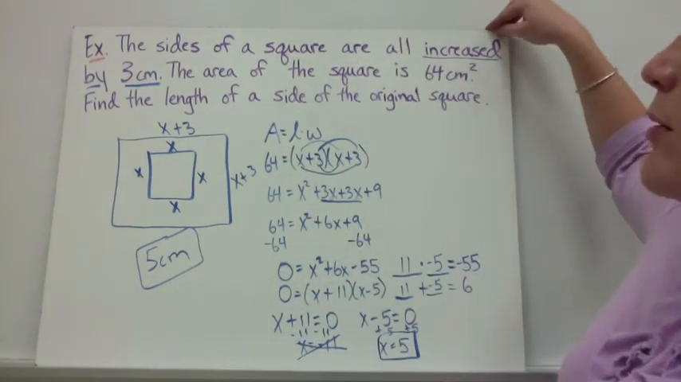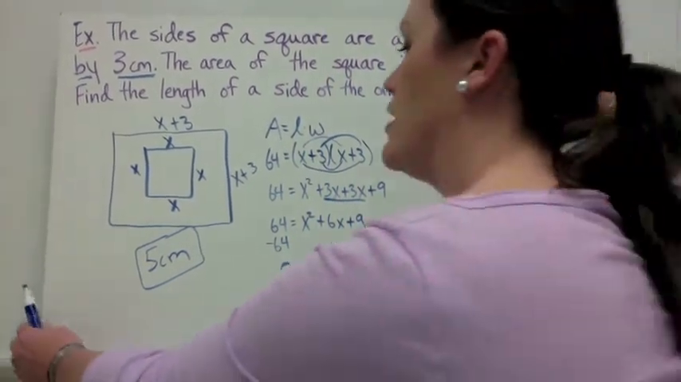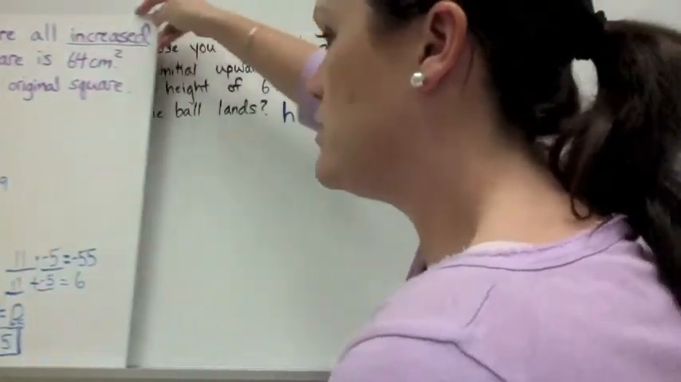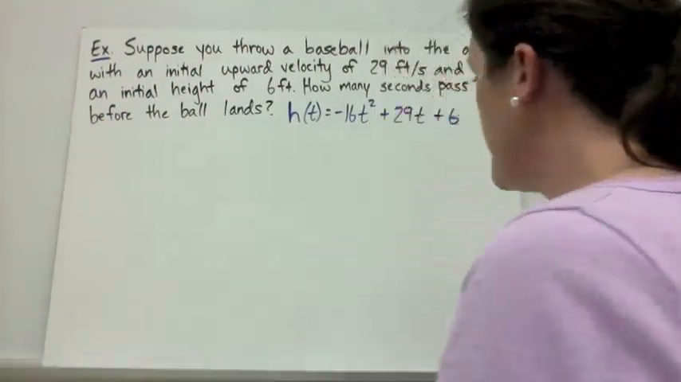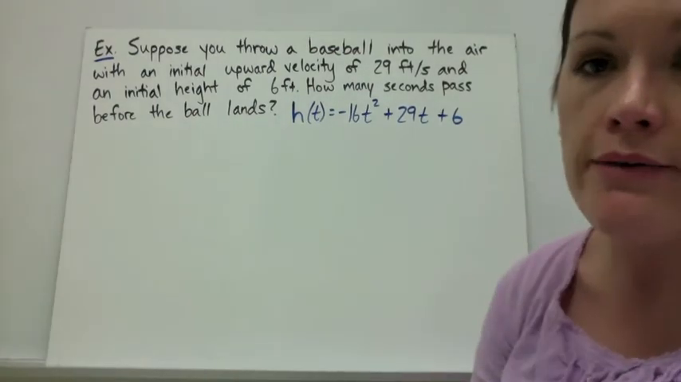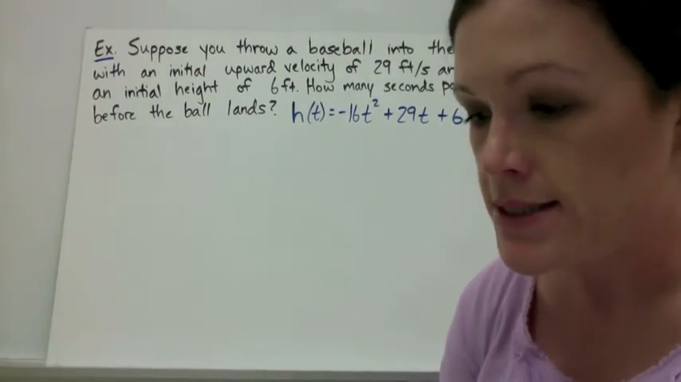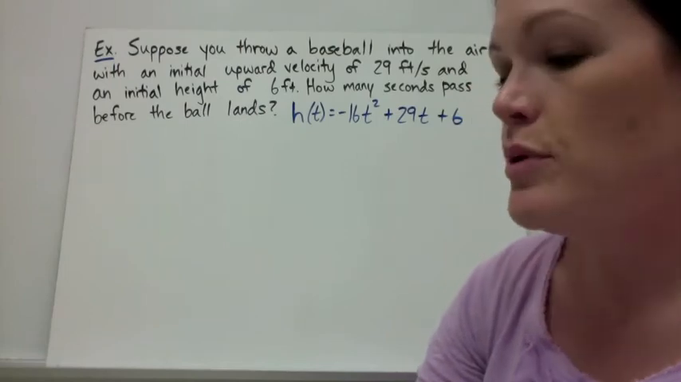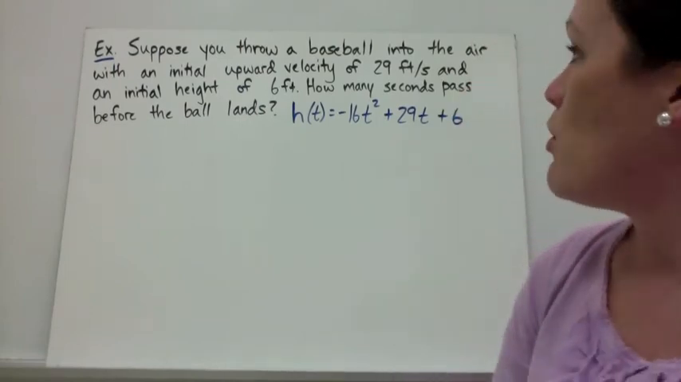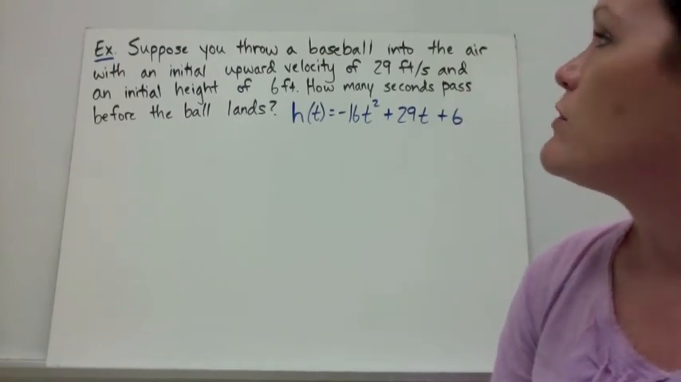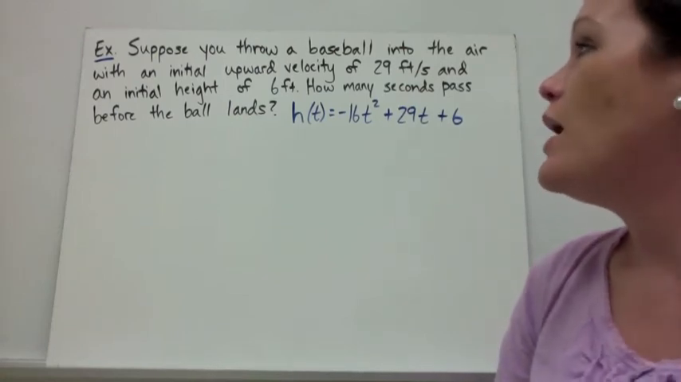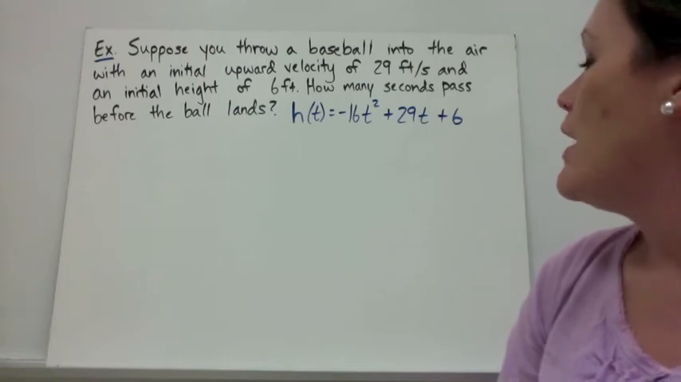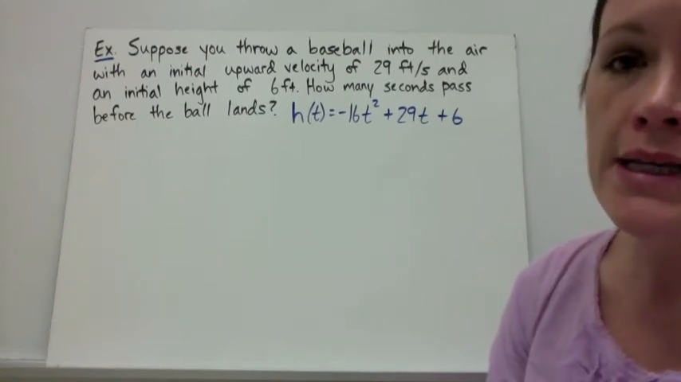Now let's check out a problem that involves the path of an object. So we can see one of those. And again, I do want you to write this down so you have a nice example in your notes for when we practice these. So suppose you throw a baseball into the air with an initial upward velocity of 29 feet per second and an initial height of 6 feet. How many seconds pass before the ball lands?